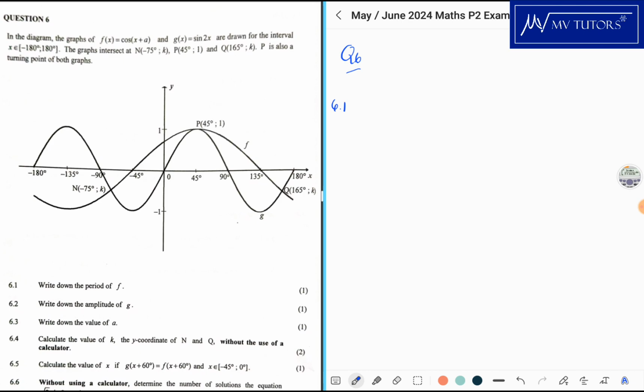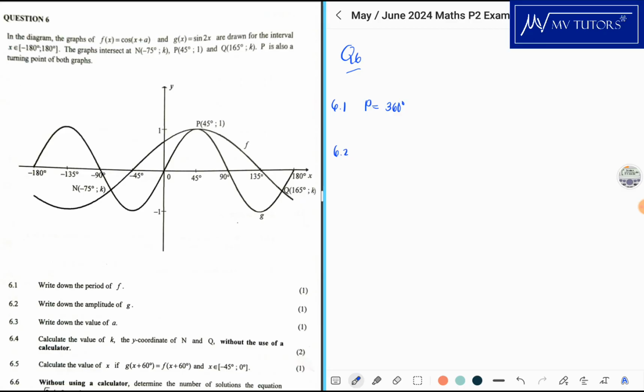Okay, what actually affects the period? It is the number in front of x. If x has only 1 in front of it, then the period will always be 360 for sine and cos. For tan, it will be 180. So in this case, we're dealing with cos. Therefore, the period is 360 degrees because we have 1 in front of x.